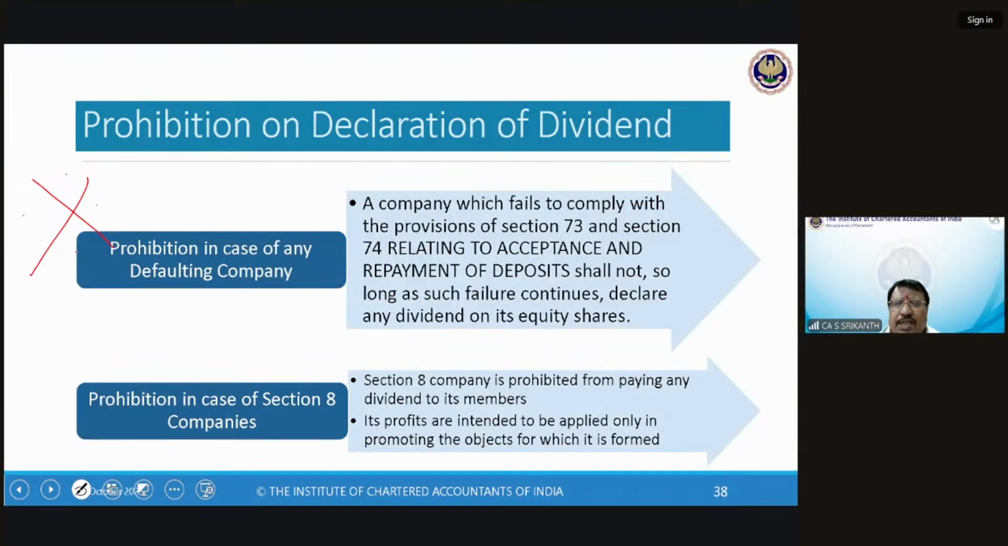A Section 8 company is prohibited from paying dividend, that you know. Basically, the definition is that this company will not declare dividend and it will apply its profits to promoting the objects.